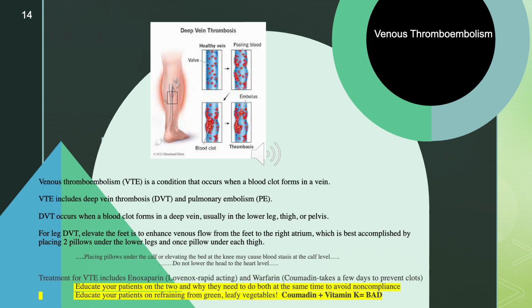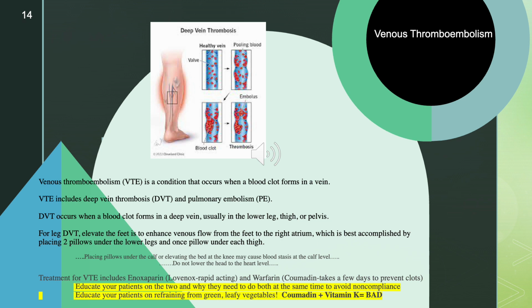All right, so VTEs or venous thromboembolisms occur when there's a blood clot in the vein. DVT is pretty common. Pulmonary emboli also happen if it gets bad enough. And the DVT happens when the blood clot forms in a deep vein. Usually it's in the leg, but it can also be in the thigh or the pelvis, but it's most common in the leg. So for the DVT, you need to elevate the feet to enhance the venous flow from the feet to the right atrium.